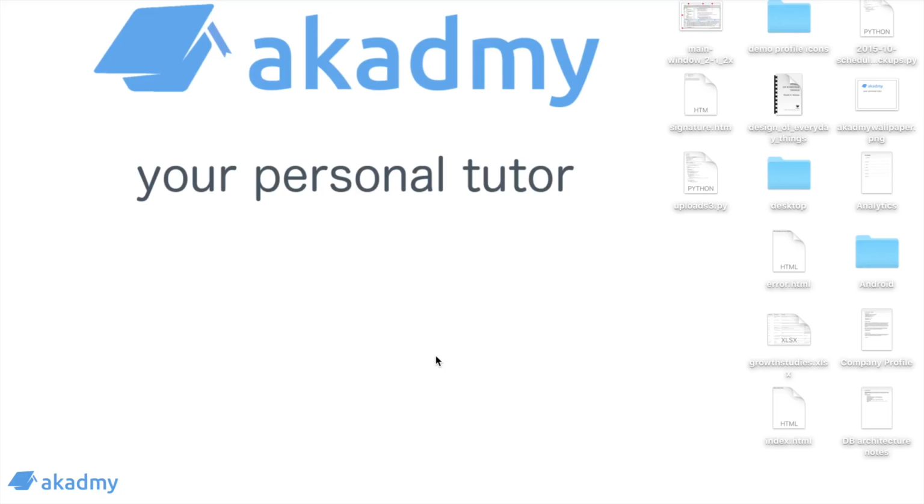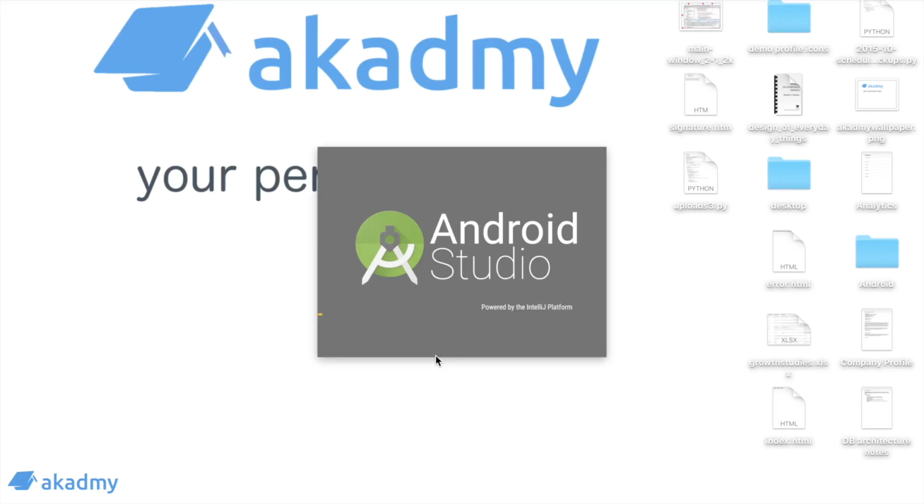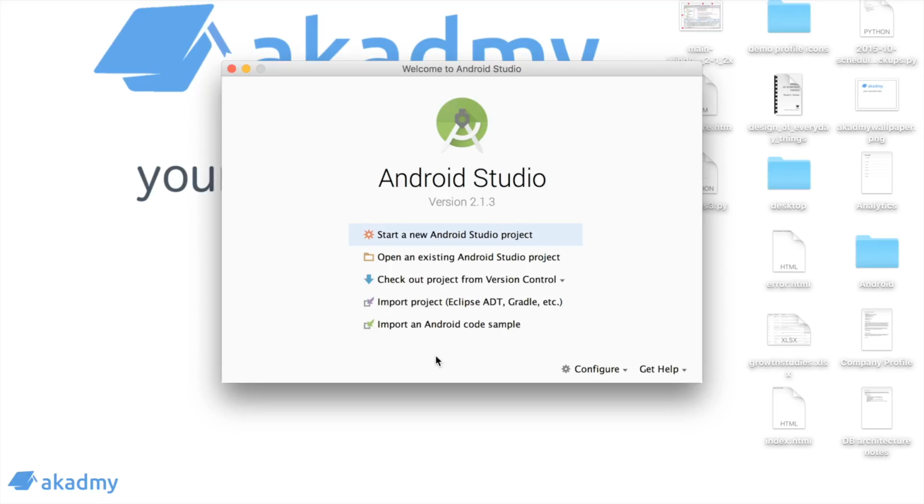For different machines, there is a different way of opening Android Studio. I'm working on Mac, so I simply typed it in the navigator, and Android Studio popped up here. And here we can see multiple options. We can start a new Android Studio project. We can open an existing Android Studio project. Now that we don't have any existing project, we can't open projects, right?